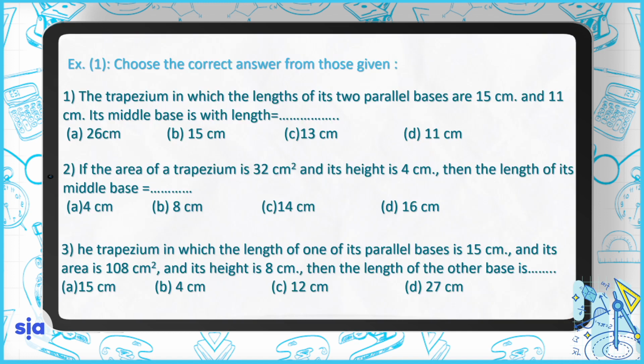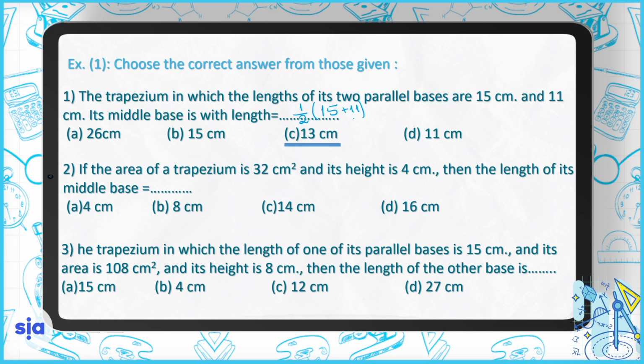Let's now go to exercise number 1 to choose the correct answer. Question 1. The trapezium in which the length of its two parallel bases are 15 and 11, how can we find the length of the middle base? We said that the length of the middle base is half the sum of the length of the two parallel bases. So in this case it will be half open bracket 15 plus 11. Half the 26 is 13 centimeters.